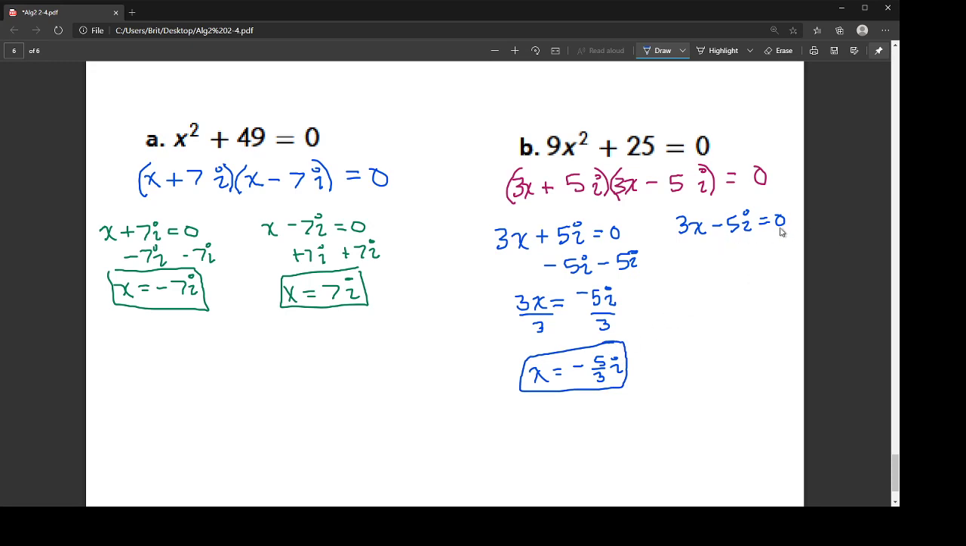Let's look at this again, but with this other one. So I need to add the 5i over. So I get 3x equals positive 5i. And then to isolate x, to isolate the variable, I divide by 3, and I get x equals 5/3 i.